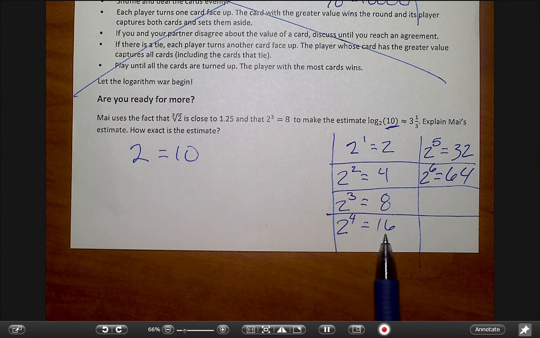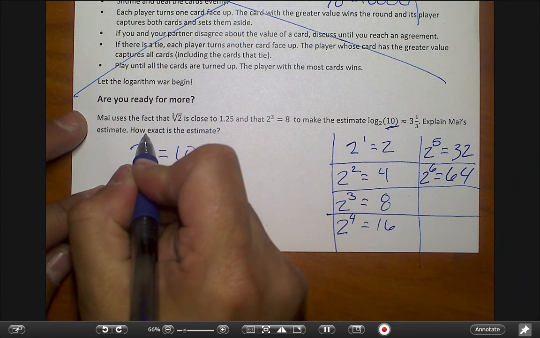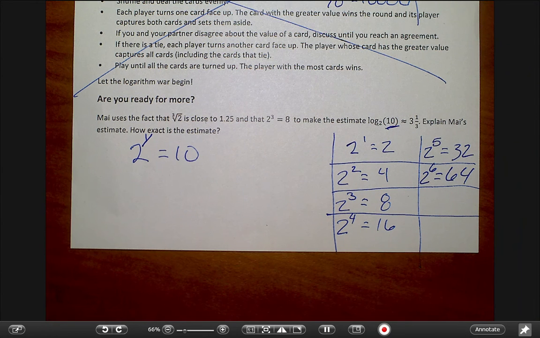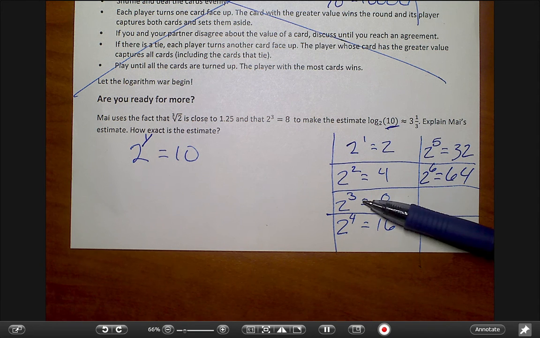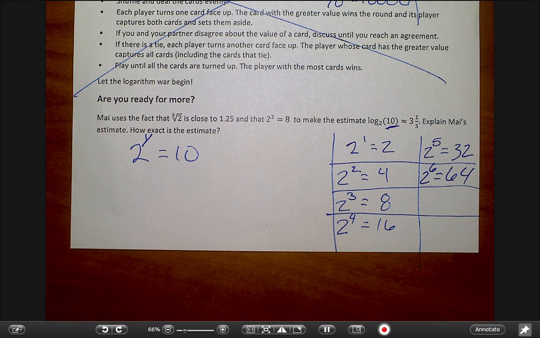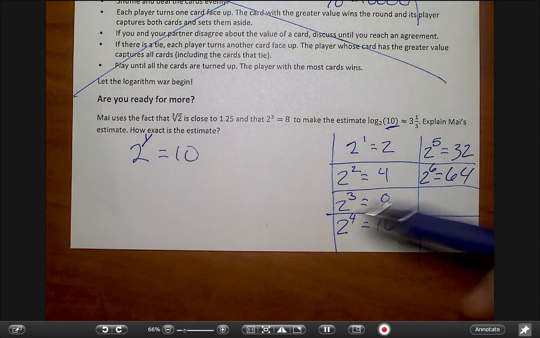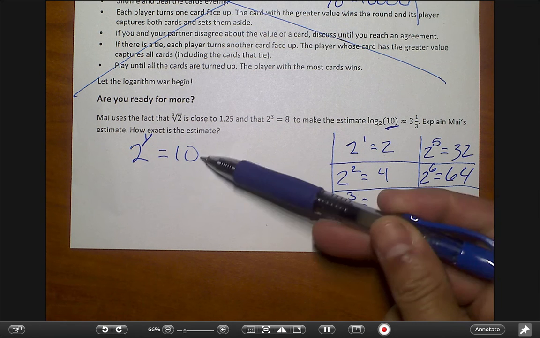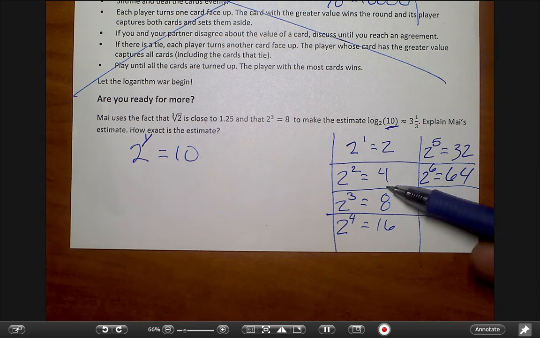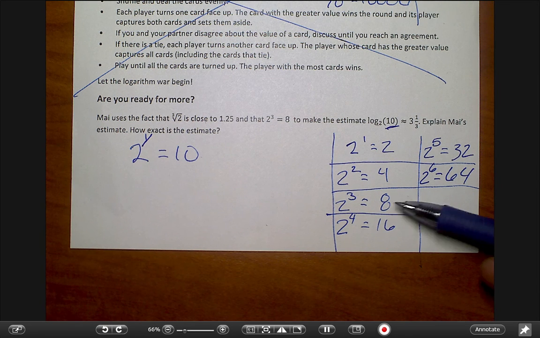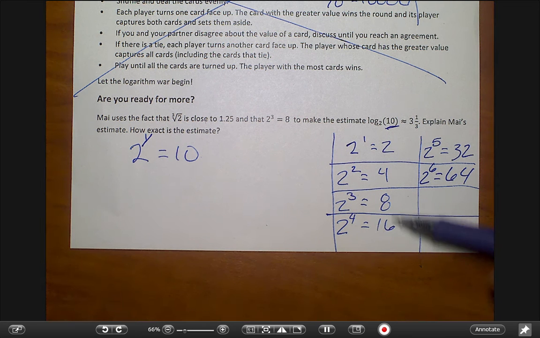So use your base. So let's see. If that is my y value, I know that my y value has to be between what two numbers? 2 and 3? Not 2 and 3. It's going to be 3 and 4, right? Because 10 is between 8 and 16, isn't it? And it's going to be closer to which number?